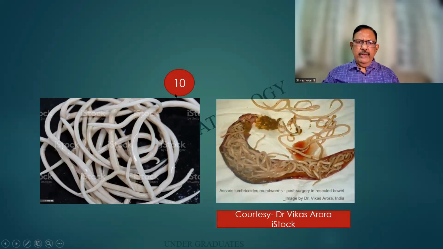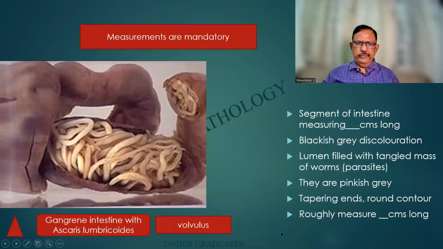The next specimen is, I hope you people are able to appreciate the tangled mass of parasites. It is ascaris, diagnosed by means of the pointed edges and the round contour. Sometimes there are too many that they cause an obstruction, and this can lead to a surgical emergency. Thanks to Dr. Vikas Arora for this picture.